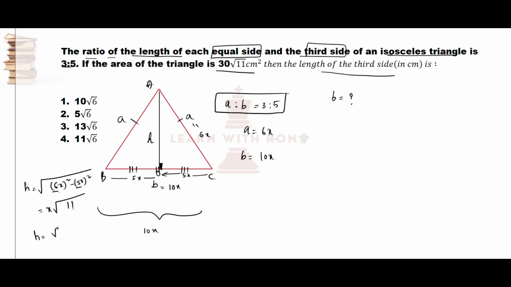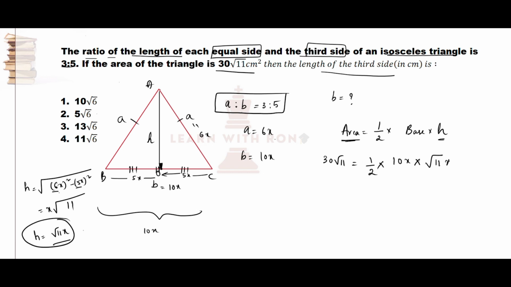So value of height is square root of 11 multiplied with x. We simply know that area of a triangle formula is half multiplied with base multiplied with height, right? This area value they are given as 30 root 11. One by 2 base, what? 10x. So 10x multiplied with height, how much we got? Root 11x, root 11 multiplied with x. See, root 11 gets cancelled and 0 gets cancelled.